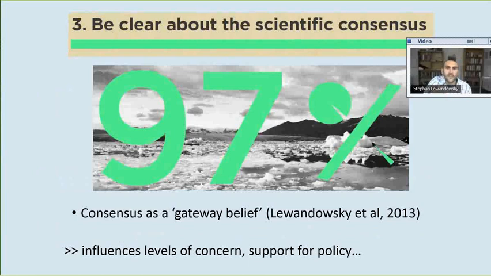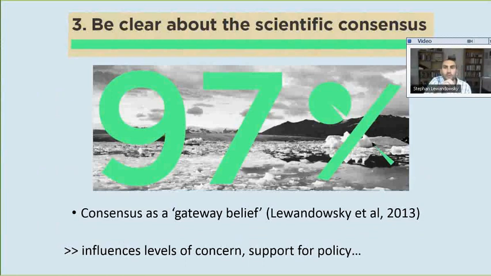And one of the ways of getting across the information of what we do know is to talk about the scientific consensus. So the graphic you can see on the screen, I'm sure you're all familiar with this idea that there's a very strong consensus among the scientific community on these basic questions about whether climate change is happening, whether human activity is causing it.